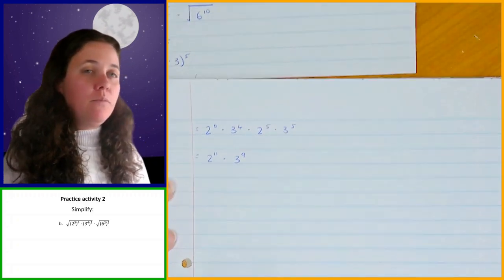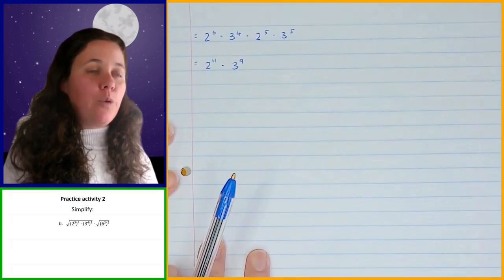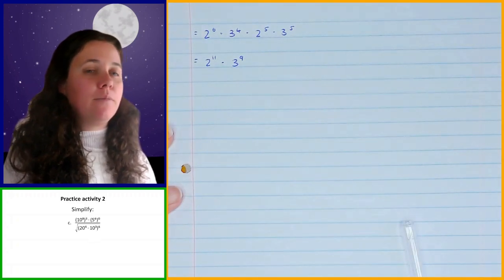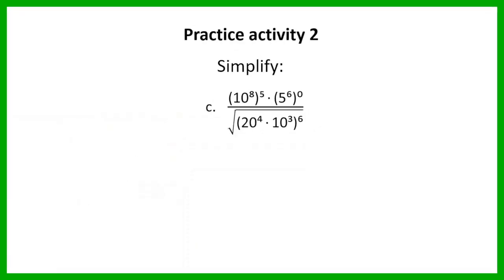Okay. Now we're going to go on to question C. In question C, you have 10 to the power of 8 in brackets to the power of 5 times 5 to the power of 6 in brackets to the power of 0 over the square root of 20 to the power of 4 times 10 cubed, all in brackets to the power of 6. And I'm going to give you 3 minutes to work on this example.